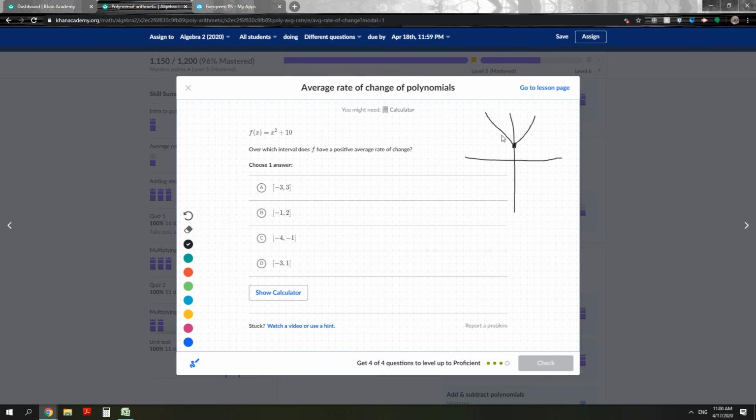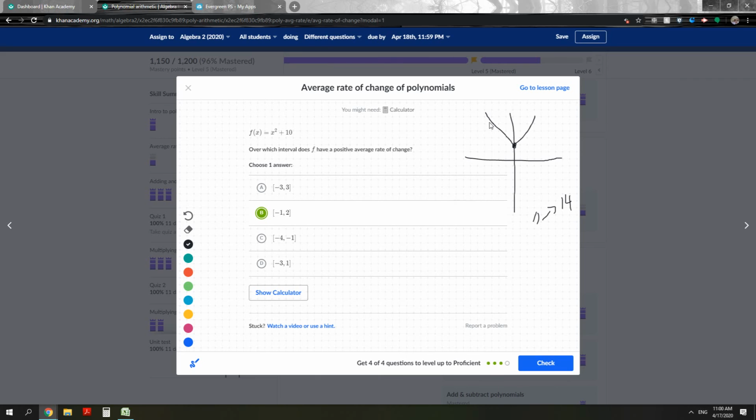Negative 3 and 3, that's going to be perfectly flat, right? Negative 3 squared is 9, plus 10 is 19. 3 squared is 9, plus 10 is 19. Negative 1 squared is 1. 1 plus 10 is 11. 2 squared is 4. 4 plus 10 is 14. This one's actually going up, right? It's going from 11 up to 14. Right? This actually has a positive average rate of change.